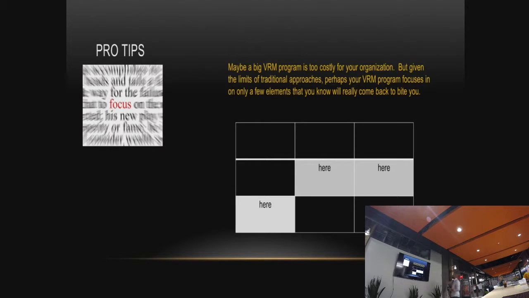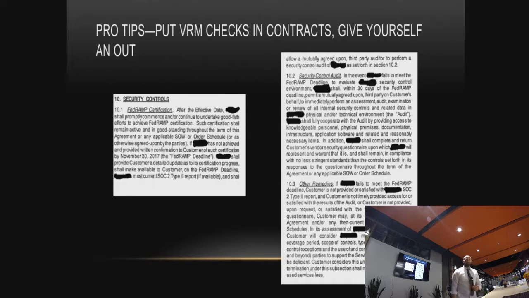So you might have all these different VRM boxes of things you could check. You might be like, you know what? Questionnaires are out because they're going to lie. Attestations, don't care. What are the 3 primary things that you care the most about? Just go after that, like you're going for the jugular, and forget everything else. And then that little minute picture will tell the full story and maybe determine what you want to do. And some things you might want to do is put VRM checks in contracts. So give yourself an out.